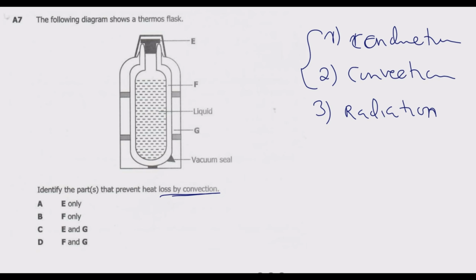So now let us identify. We need to find the parts where convection cannot occur. What are the parts that can stop heat loss or transfer of energy by convection? Let us start with E. What is E? E itself is a stopper, and this is mostly made of rubber. The purpose of this is to prevent heat loss through conduction. E is solid, so it prevents conduction.